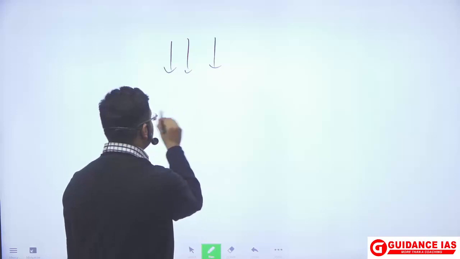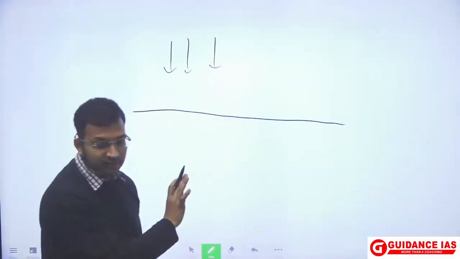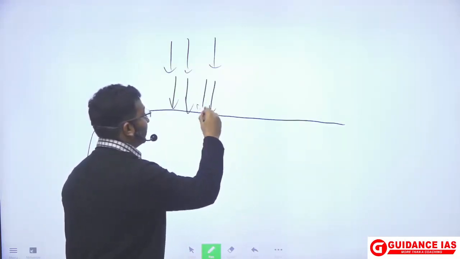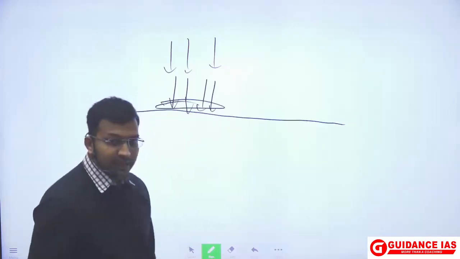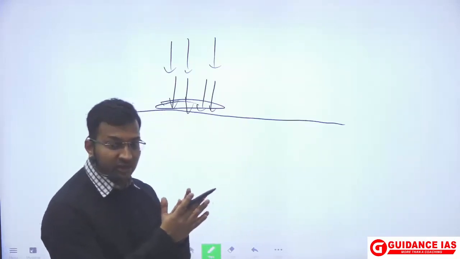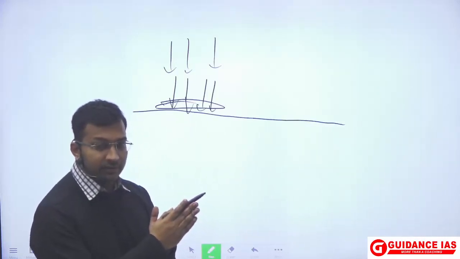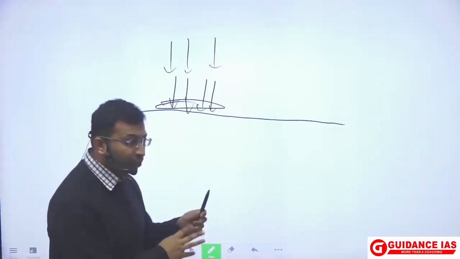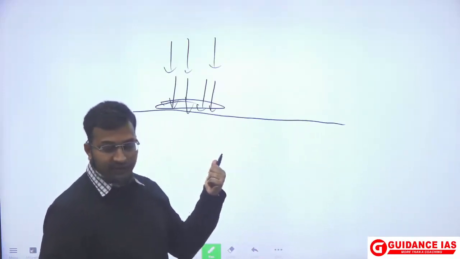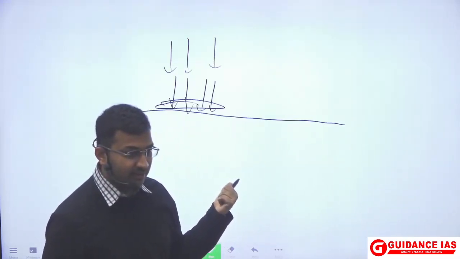As it is subsiding, there will be some layer over here. Just assume there's a layer over here. As it is subsiding, it gets accumulated in this region. As it gets accumulated, it becomes dense and compact, due to which it gets heated. Due to adiabatic heating, it gets heated. As a result, the temperature in this particular region increases.